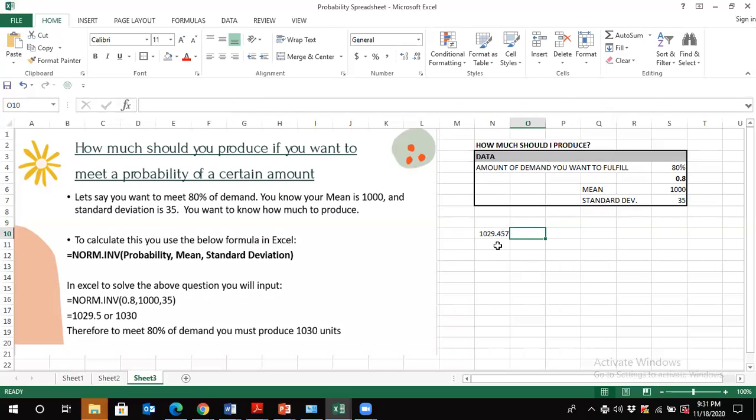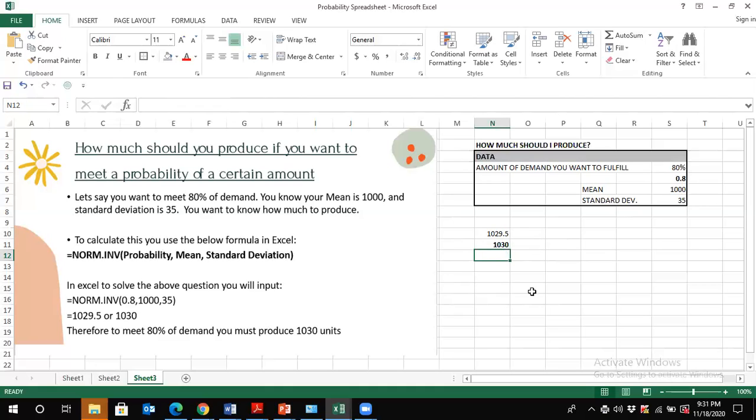Now, it depends what your product is, but in this particular case, the questions will indicate whether or not you should round it up. In this case, let's just assume that the question required that you round up the value. So your final answer will be 1030, and that is the answer that is also given over here.